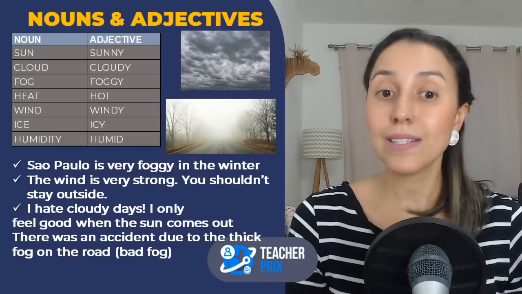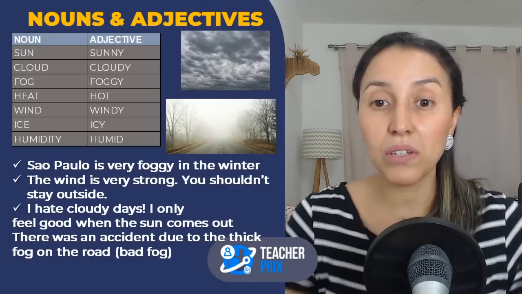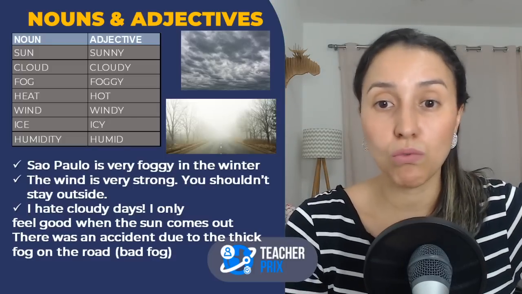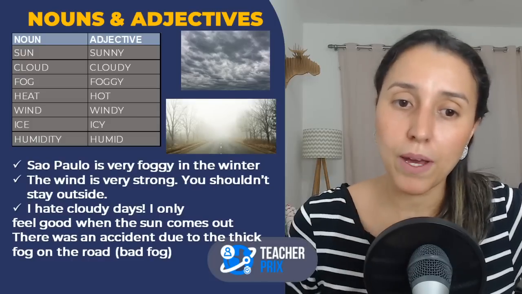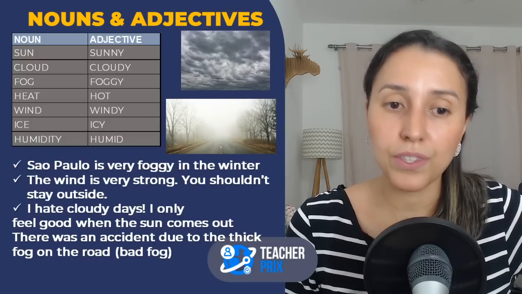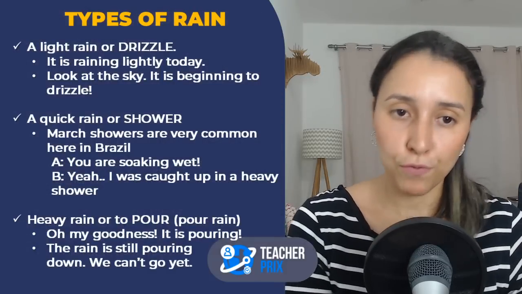I could say there was an accident because the road was very foggy. You know, it was very foggy on the way to wherever the person was going. But here it would be better to say because of the thick fog on the road. Okay? Moving on. Types of rain.